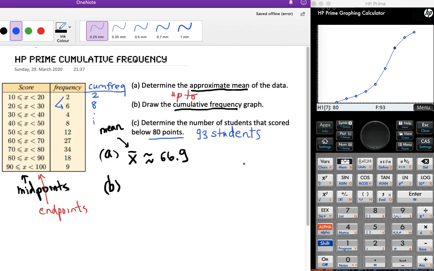Okay, so I hope you enjoyed learning this little skill on your HP Prime, and let's end with a little joke.